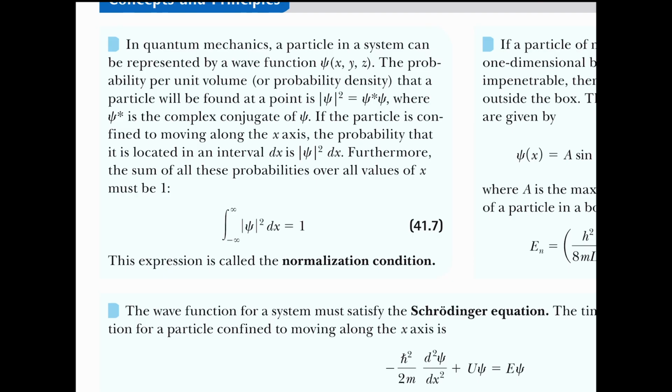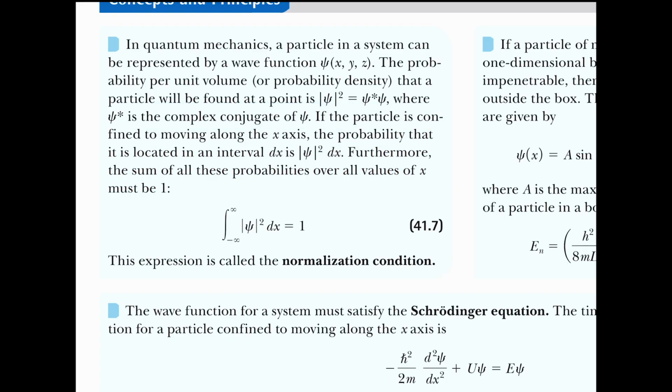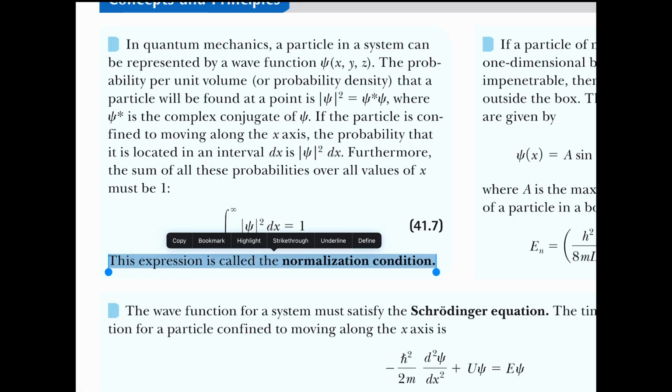If the particle is confined to moving along the x-axis, the probability that it is located in the interval dx is psi squared dx. Furthermore, the sum of all these probabilities over all values of x must be 1. This expression is called the normalization condition.